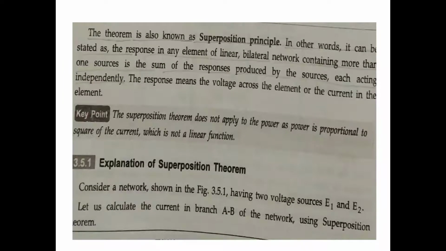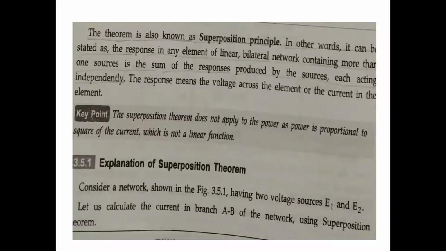The theorem is also known as the superposition principle. In other words, the response of any element in a linear bilateral network containing more than one source is the sum of the responses produced by each source acting independently. The response means the voltage across the element or the current through the element. The superposition theorem does not apply to power, as power is proportional to the square of the current and is not a linear function.